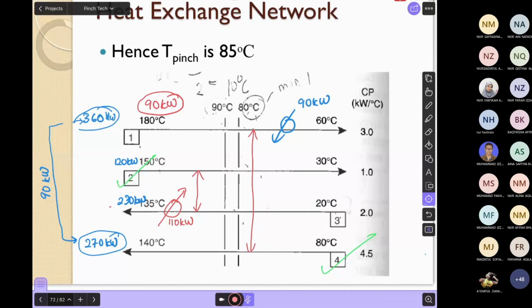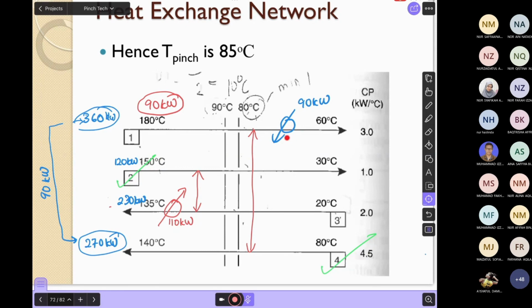Boleh tak? Tak tahu? How come you tak tahu? Sebab energy required untuk stream number 3 110 kilowatt. Okay. Alright, maksudnya dia perlu absorb 110 kilowatt lagi untuk reach 135 degree. Dia perlukan heat energy to reach 135 degree Celsius.